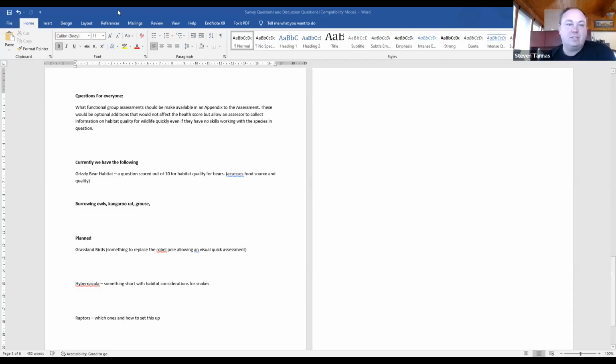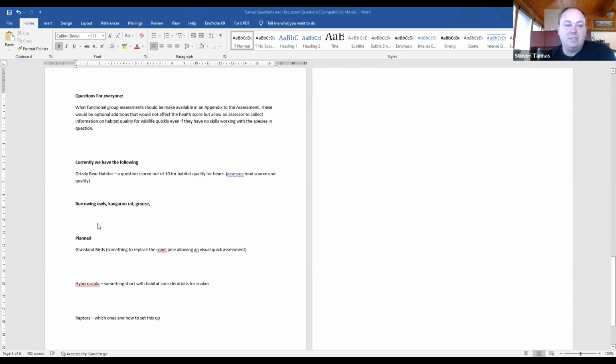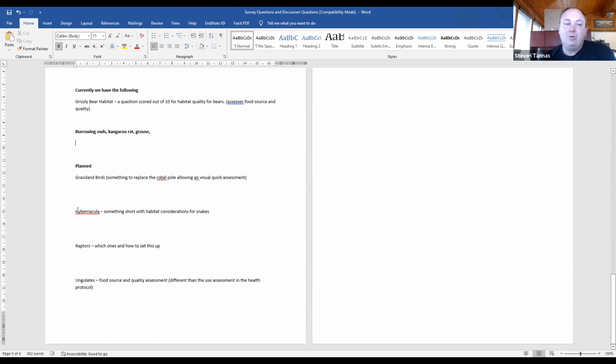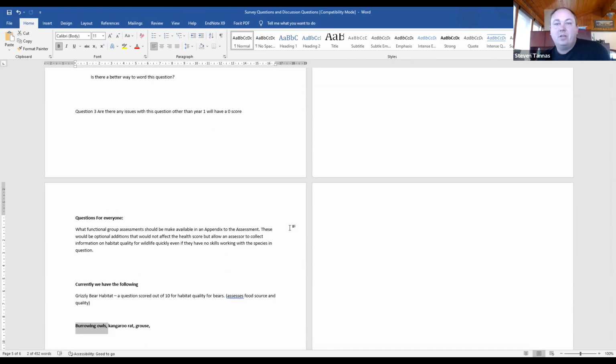Yeah, so this is the functional assessments, looking at some of the different species groups that we could be adding as an appendix that could then be taken by anybody who's assessing and say, you've got an area with burrowing owls. Well, then you should run the assessment to say what quality is the burrowing owl habitat. Yeah, so that's kind of ours.